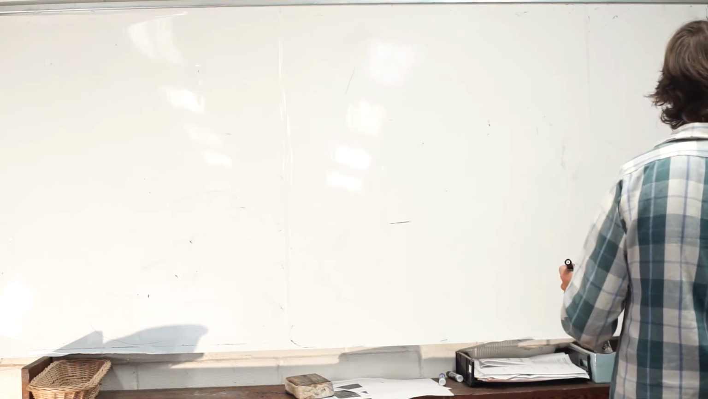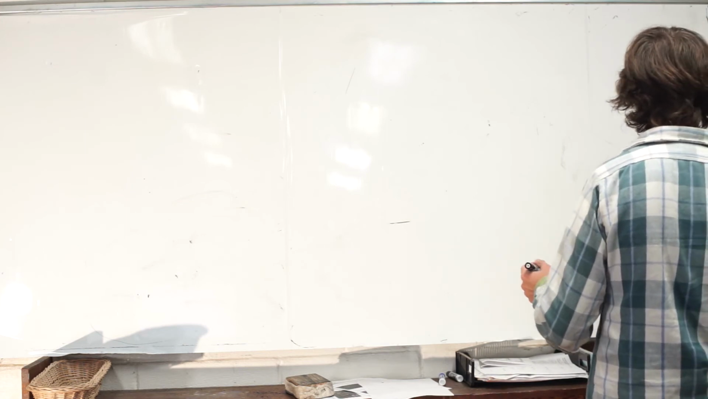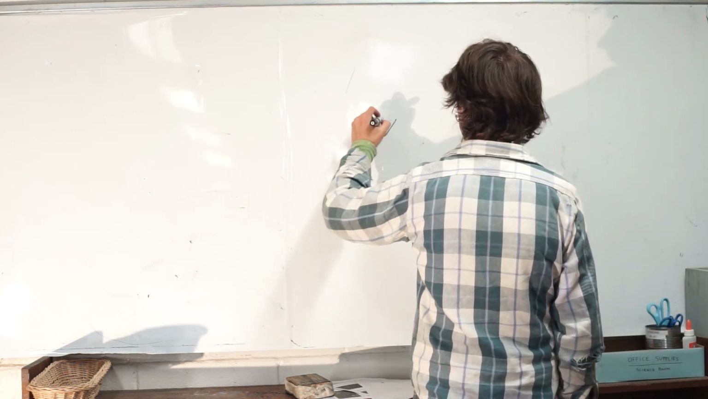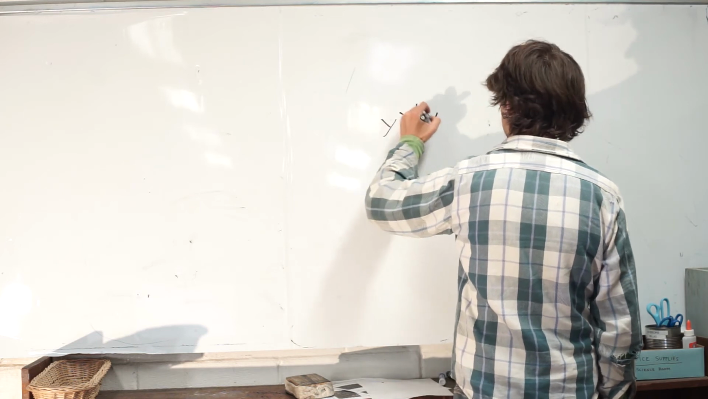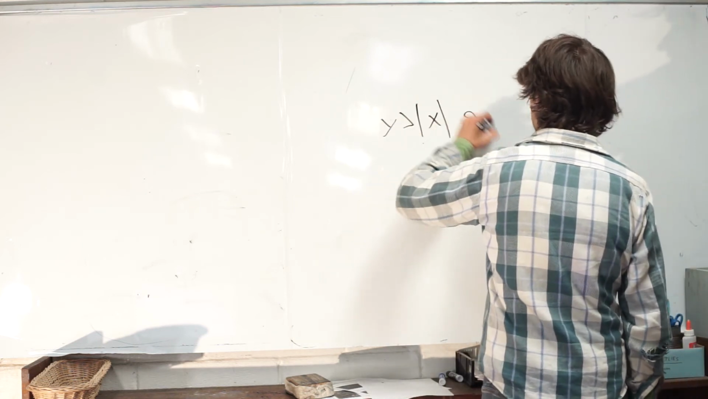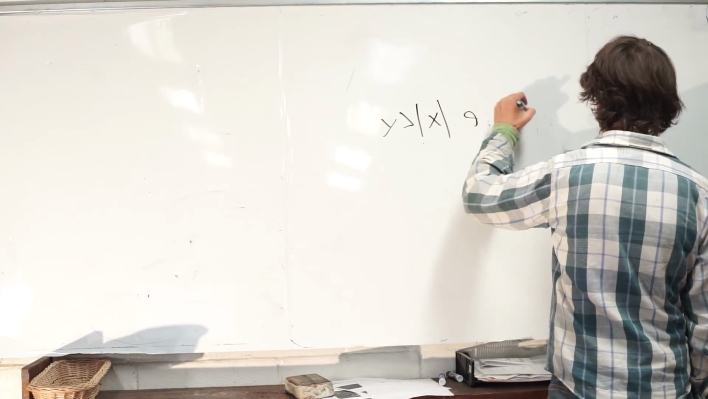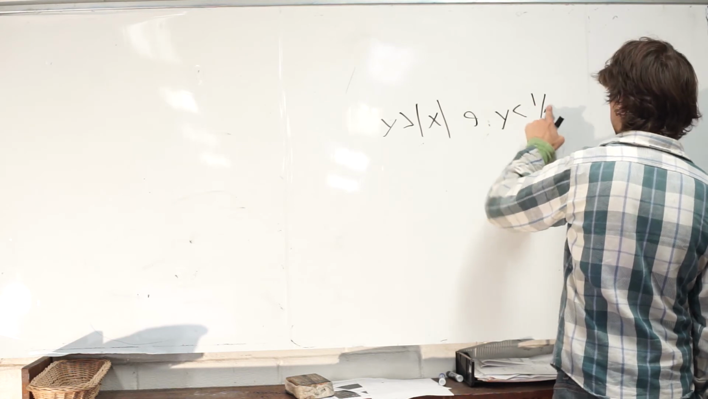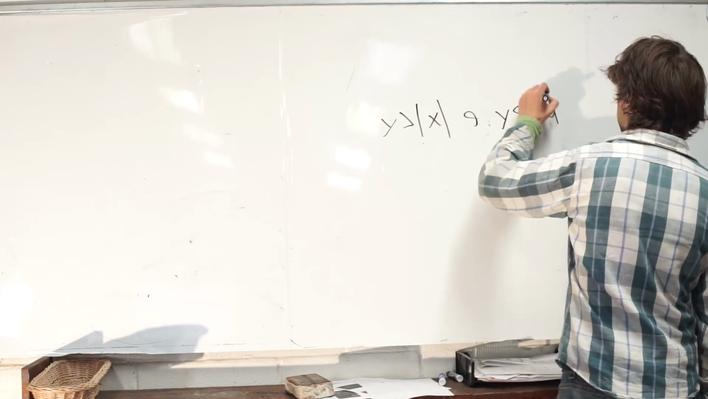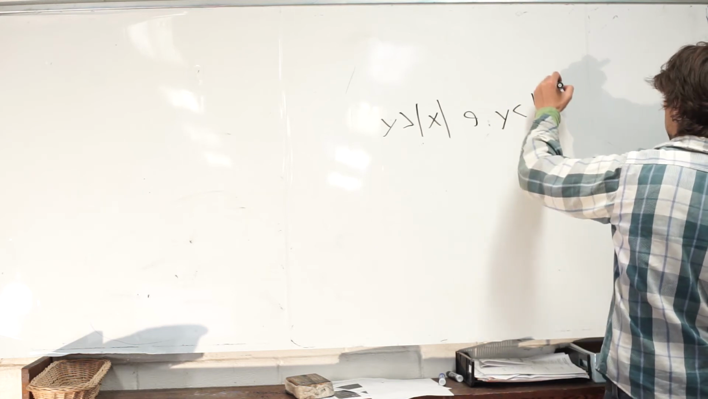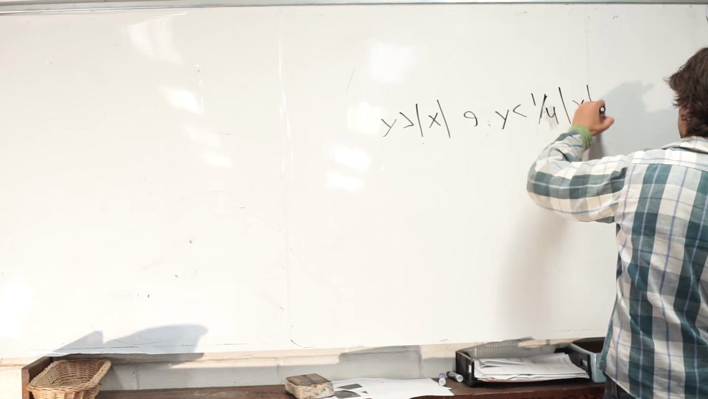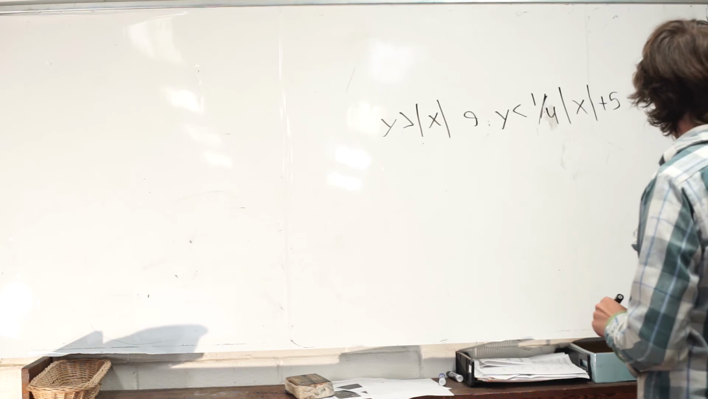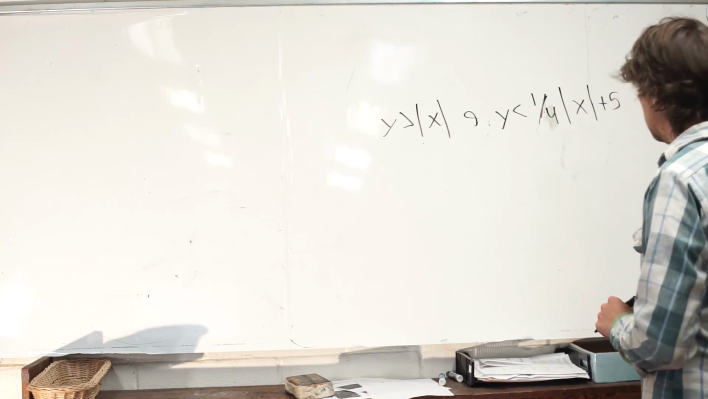Next, we're going to do a compound absolute value inequality, kind of putting it all together here. y is greater than the absolute value of x, and y is less than 1/4 absolute value of x plus 5. Okay. Is that going to work actually? Yeah, that should be good.